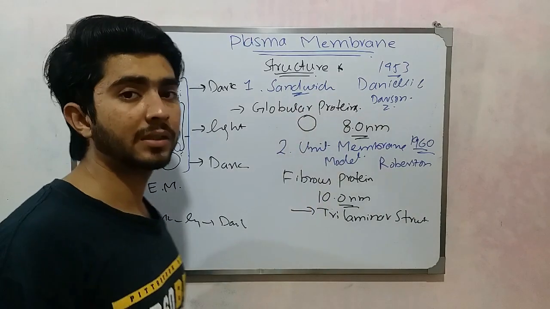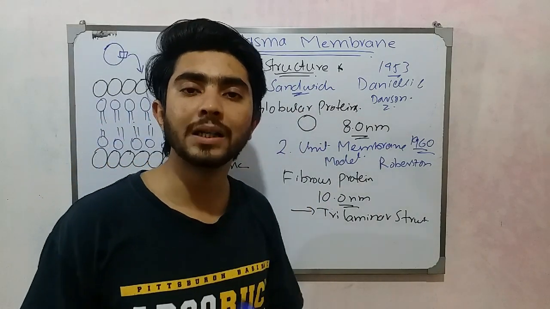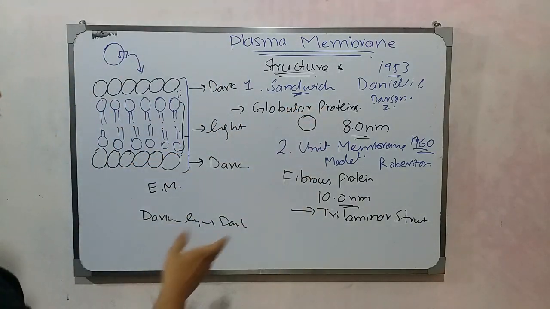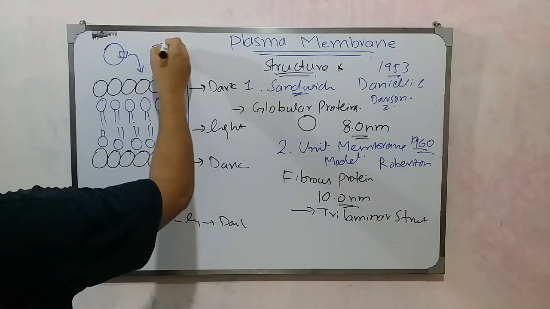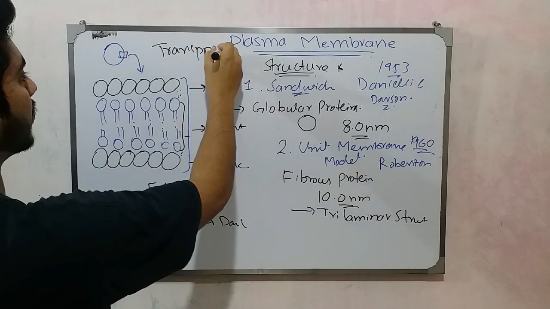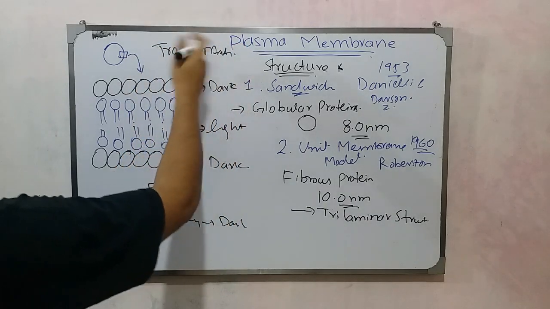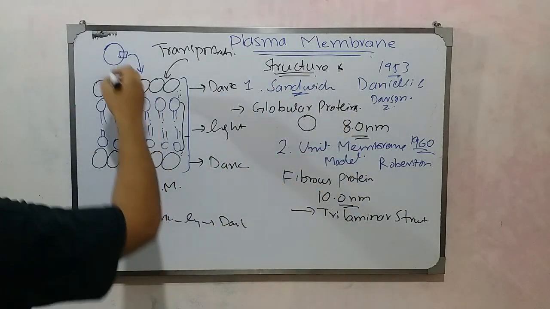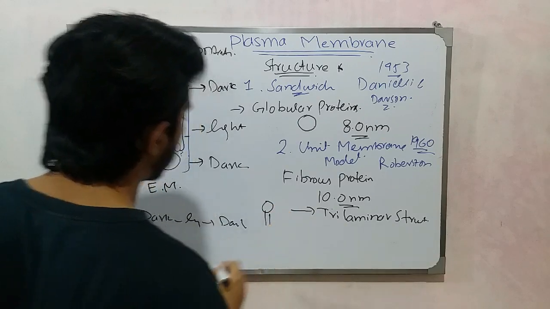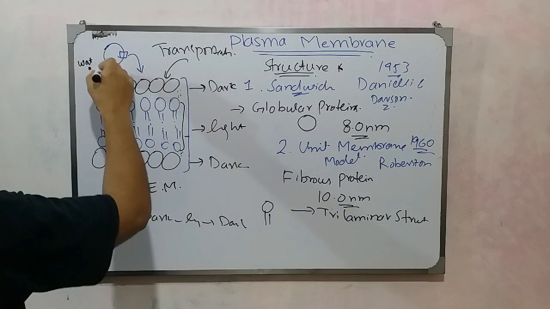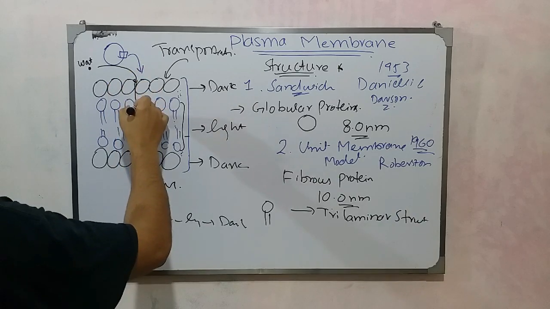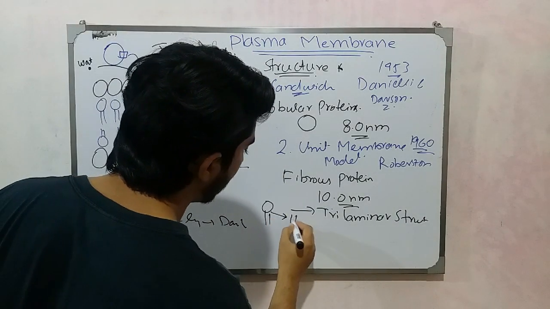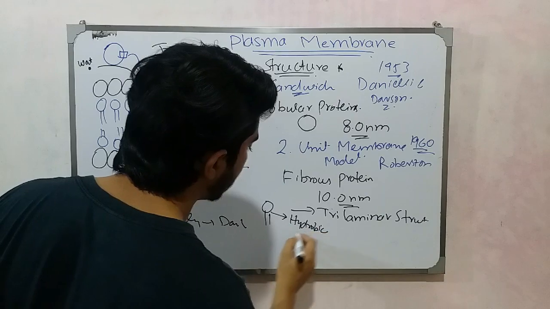But both of these models are not widely accepted. The reason is that these two models don't tell us about the transportation of materials, how materials or water molecules are transported through them. There is no idea given by them. For example, water molecules pass through them, but they can't pass through here. This is the reason. This is the hydrophobic part. Hydrophobic means this is the lipid region.